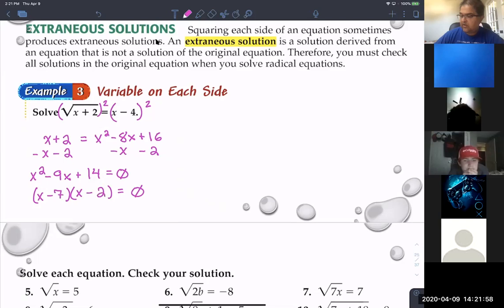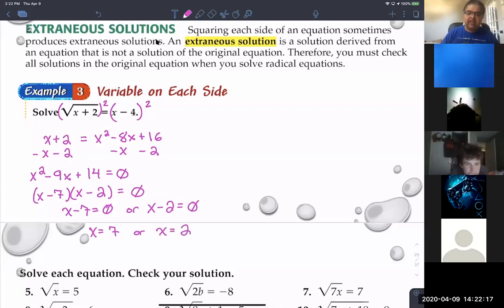-7 and -2. Okay. So remember, this means x minus 7 equals 0, or x minus 2 equals 0. That means x equals 7, or x equals 2. So my potential solutions are 7 and 2. But remember, this is a radical problem. So you have to check every answer.